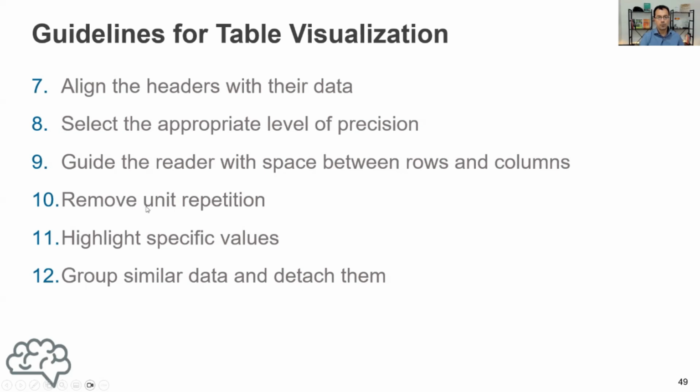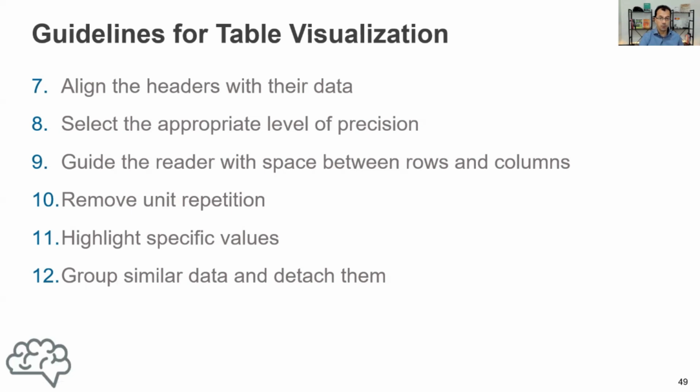You should also avoid repeating specific units. For example, temperature in Fahrenheit or Celsius, or currency units, for example, US dollar. You don't need to repeat this unit in every cell of the table. You can present the unit in the header of that specific column, and then you just present the numbers in each of the cells.